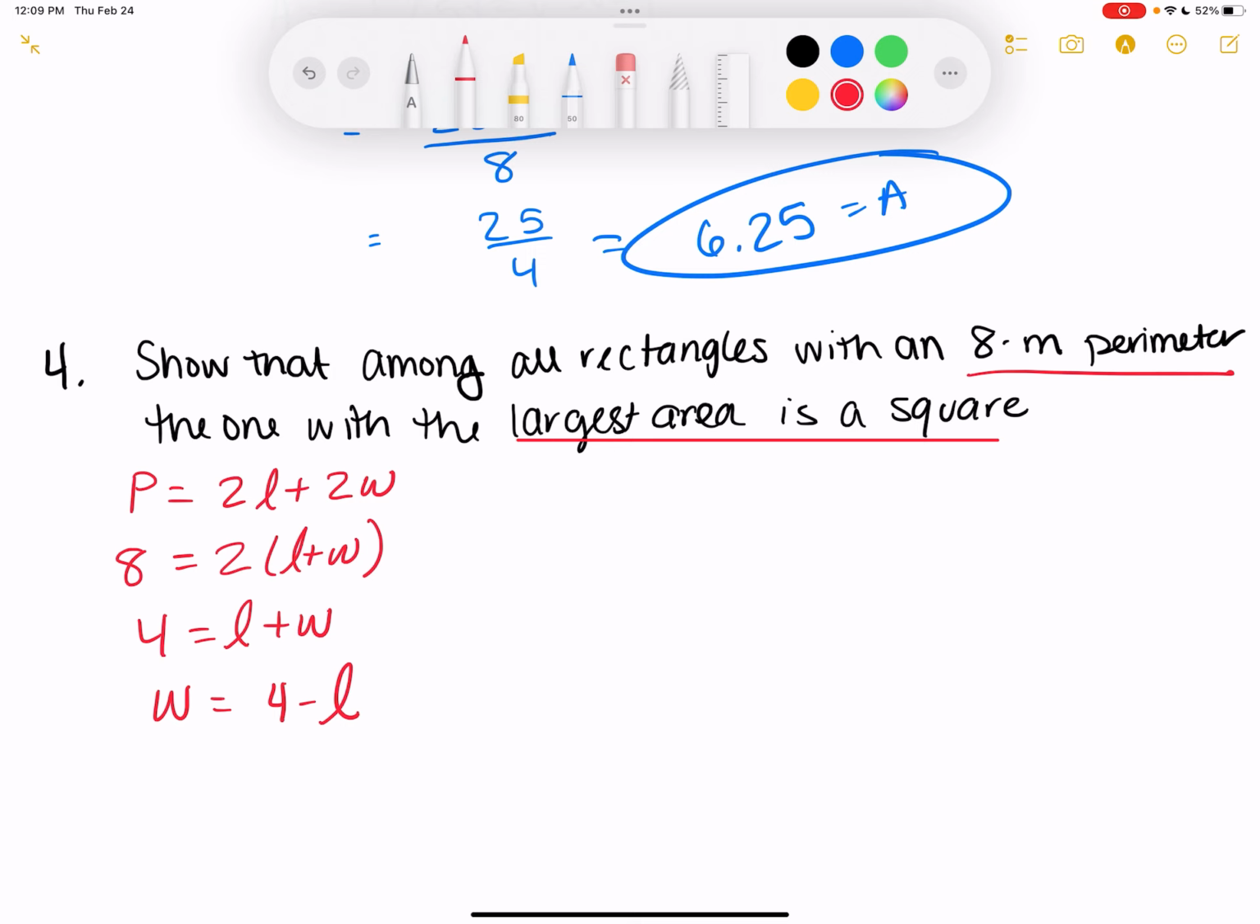So now I want to find area, okay? Area, I could have written this at the beginning, got ahead of myself. Area of a rectangle is equal to what? Length times width. So now I can replace width with 4 minus L. So L times 4 minus L, which is 4L minus L squared.